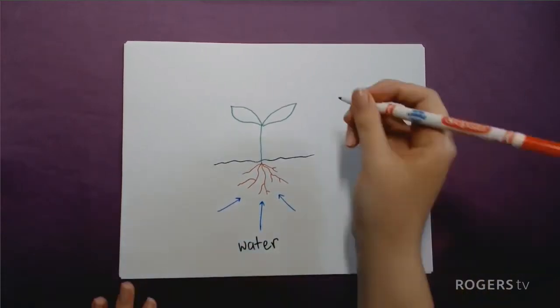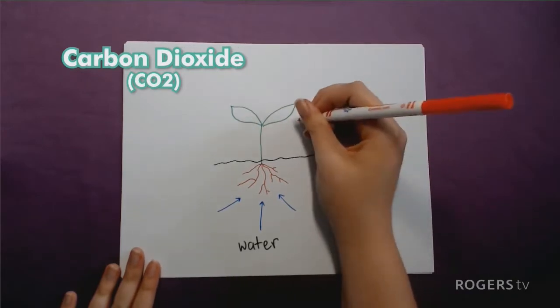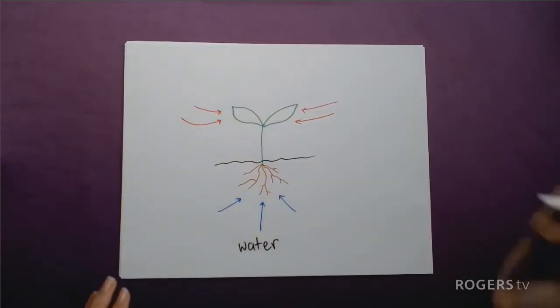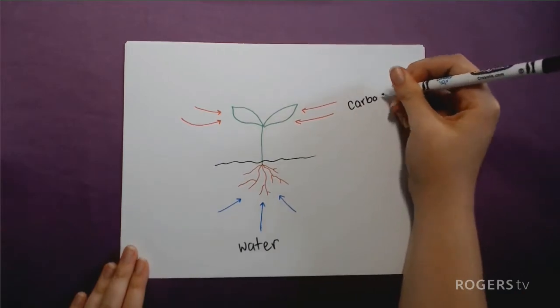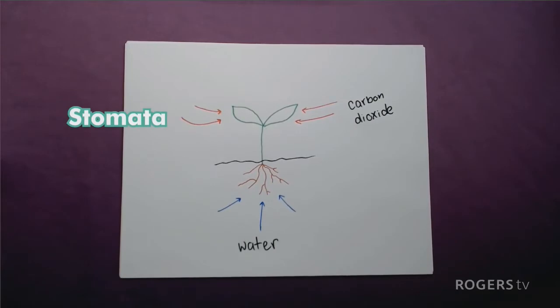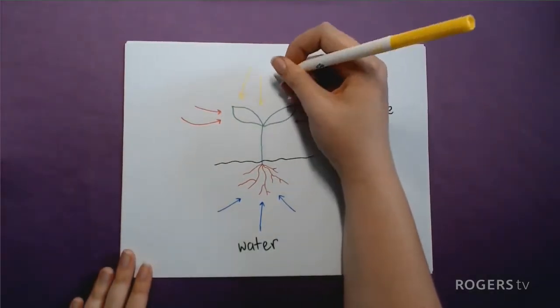The next part is carbon dioxide. Carbon dioxide is a gas in the air. We actually release carbon dioxide into the air when we breathe out. Carbon dioxide enters the plant through a part of its leaves called the stomata. The third part is sunlight.